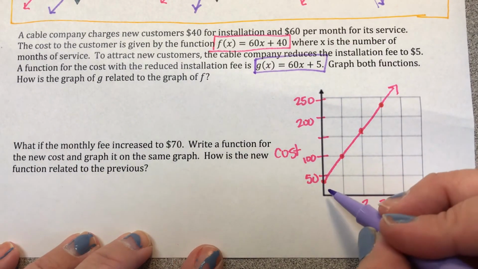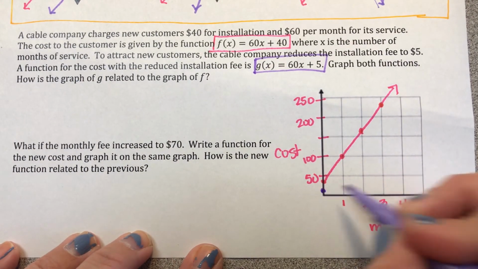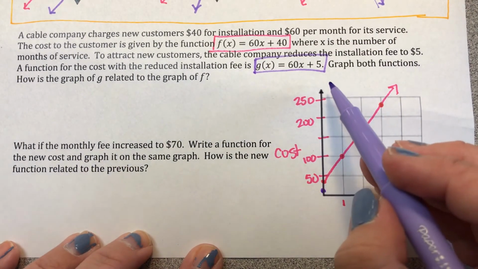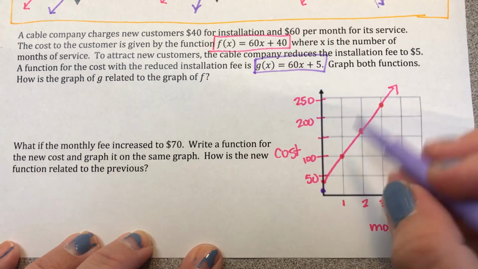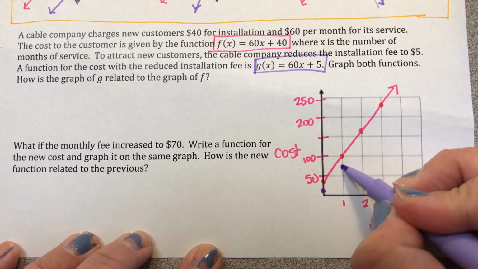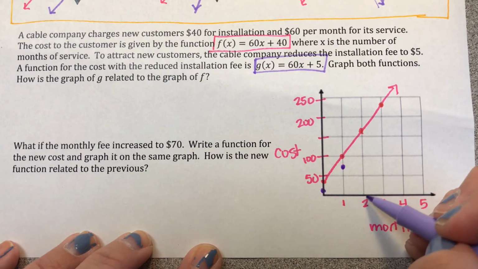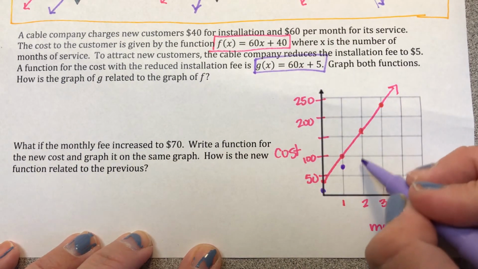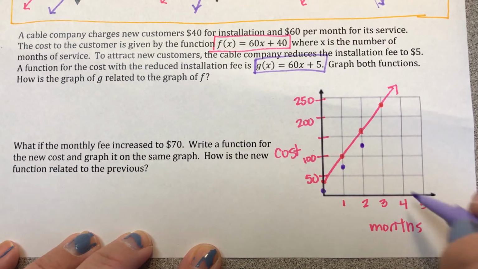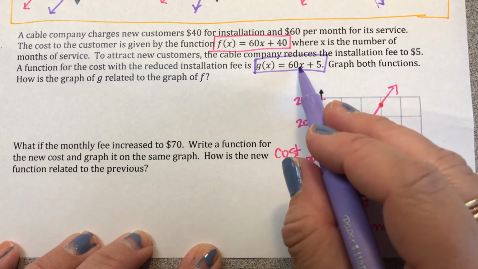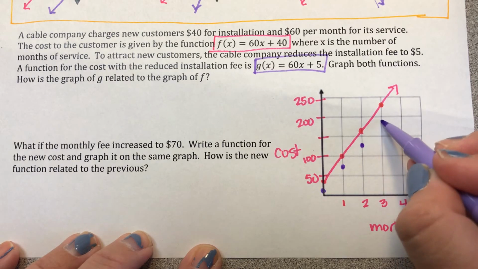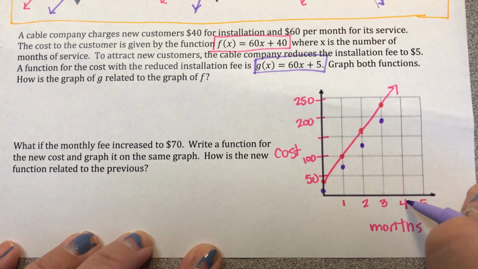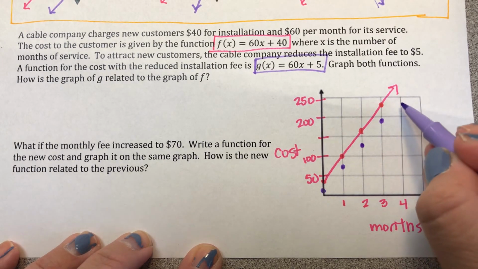Okay, so what if they drop the installation fee to $5? We don't even use cable, we just have it installed. That's $5. After 1 month, we have 60 plus 5. That's 65. After 2 months, 60 times 2 is 120 plus 5 would be 125. After 3 months, 185. After 4 months, what is that? 245.